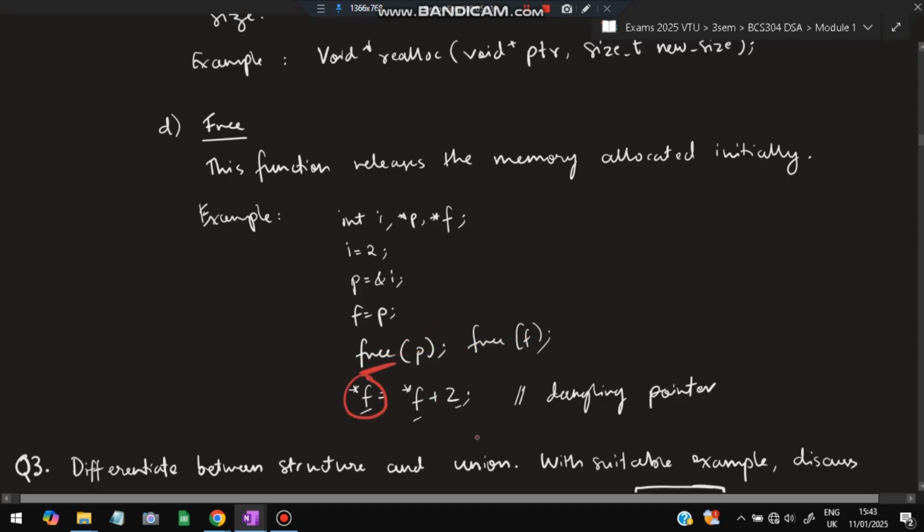And after that, if we try to make some changes to that, it will be called a dangling pointer, because we are making changes to something which is not being pointed to, it is pointing to nothing. And we are trying to make a change to nothing plus 2, that will throw us an error. Okay, it is called a dangling pointer.